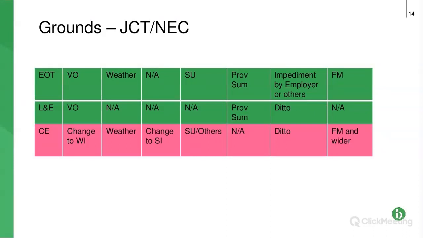Penultimate one, impediment by the employer. We've already seen that. If the employer stops you from doing something, then typically that will be a compensation event. And force majeure, usually, again, that is a compensation event. But again, that is one, particularly post-COVID, where employers are taking the opportunity to amend it and put in the hybrid situation that we get in JCT. So hopefully that's useful.